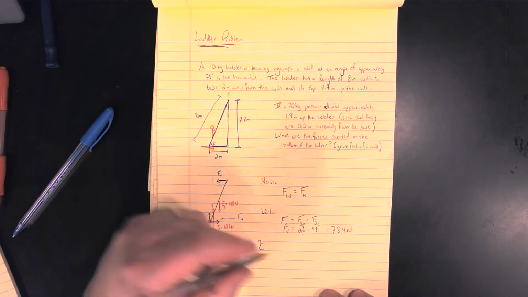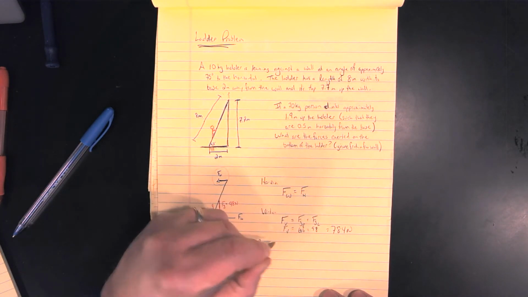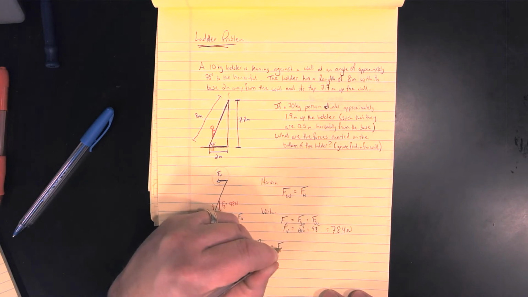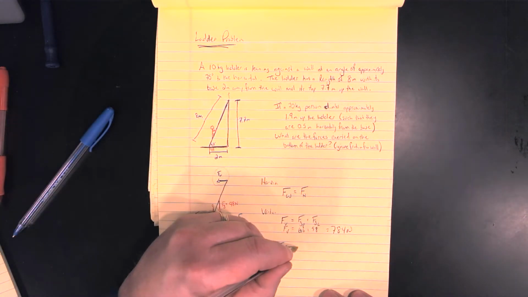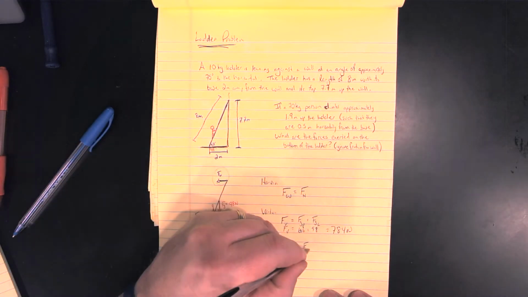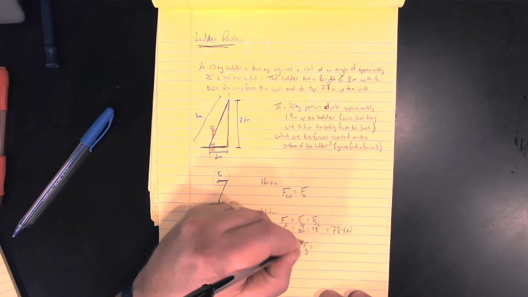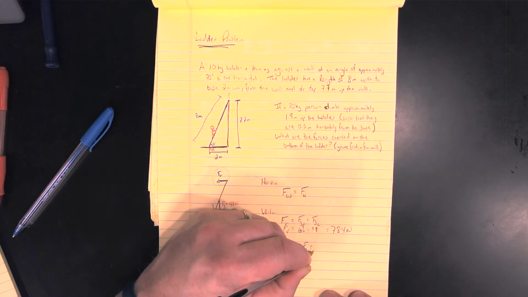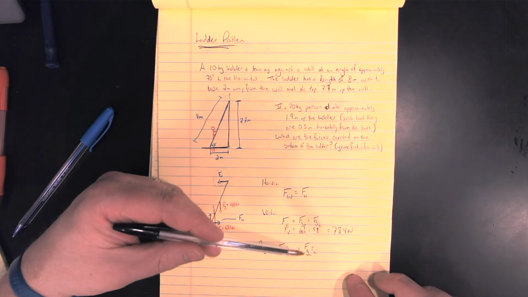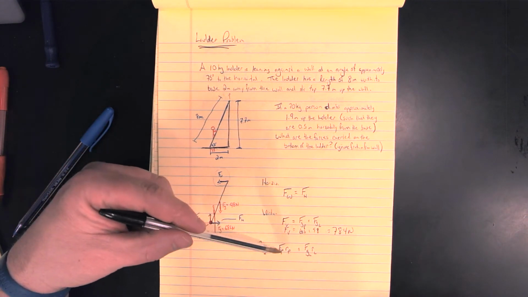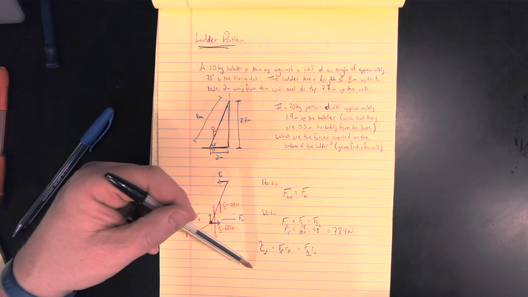So my clockwise torque is going to be the force of the person times the distance the person is away from the pivot point, plus the force of gravity on the ladder times its distance away. Now, what you have to remember on these two is that these distances must be perpendicular.